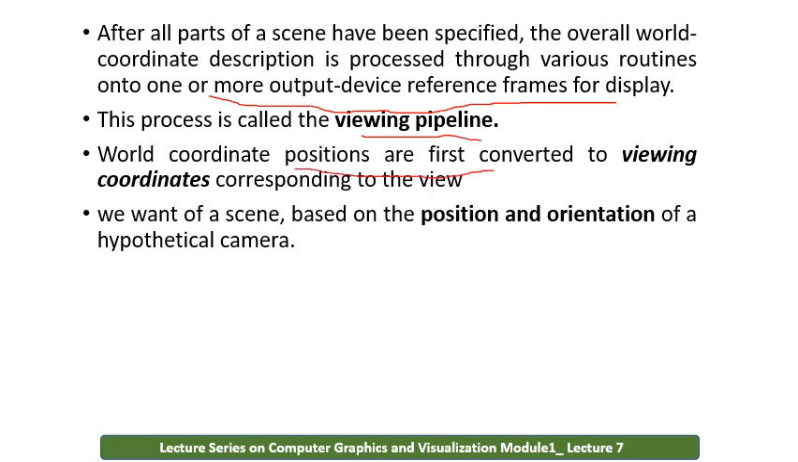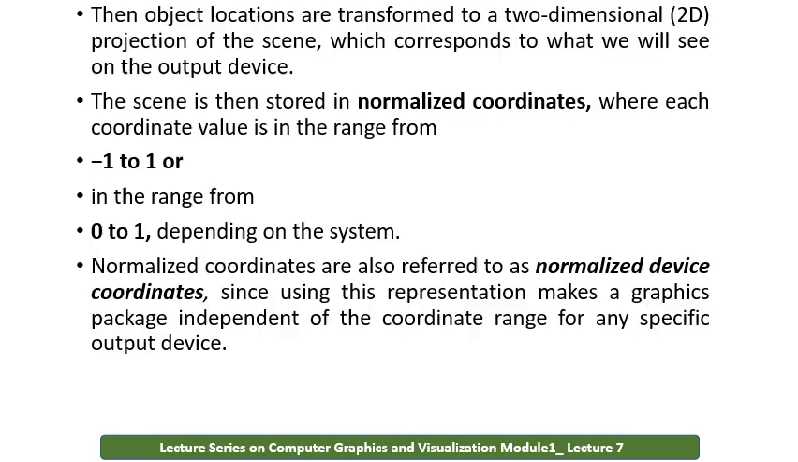World coordinate positions are first converted to viewing coordinates corresponding to the view we want of a scene, based on the position and orientation: with what angle, where exactly it needs to be displayed on the monitor or the camera, where exactly we want to take a particular picture. So everything can be considered for a specified scene.